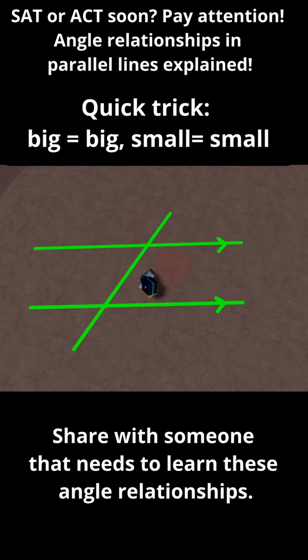And finally, here's one little trick you can use whenever you're in a pinch. Notice how all these big angles are equal to each other whenever you have a line and two parallel ones. That's a quick trick you can use. And in addition, all these small angles are also going to be equal to each other. So that's one final trick you can use whenever you're in a pinch or you're having some trouble.